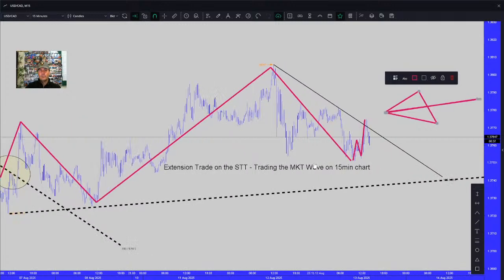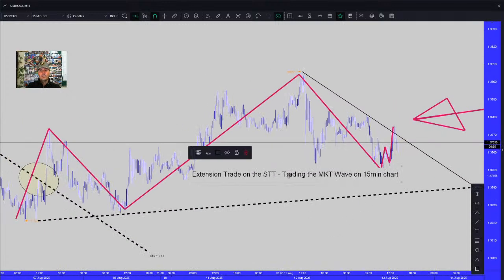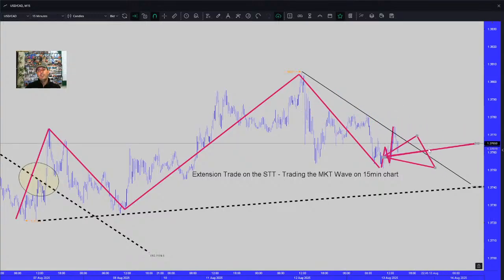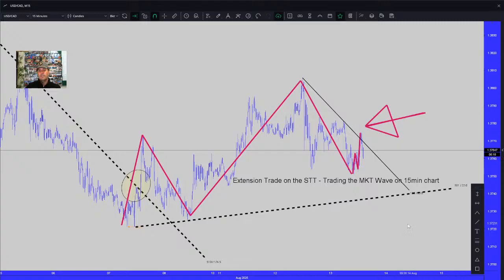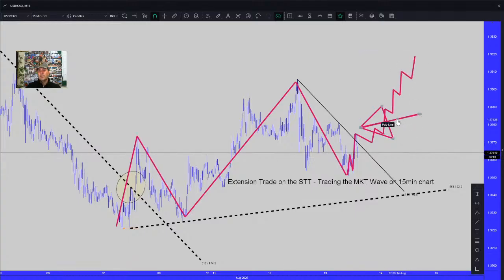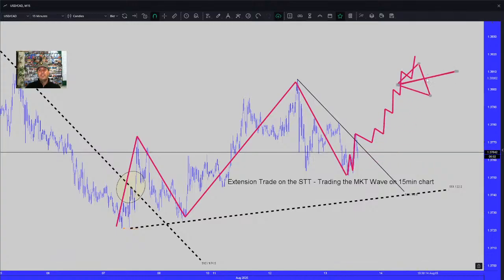Anyway, back to the 15-minute chart. Here, if this is the market wave, higher highs, higher lows, lower highs, and now it's changing the short-term trend, you would say, for example, oh, this is an extension trade on the market wave. Okay, it's an extension trade, which is high probability, right? Trading extensions compared to retracements are higher probability, right?